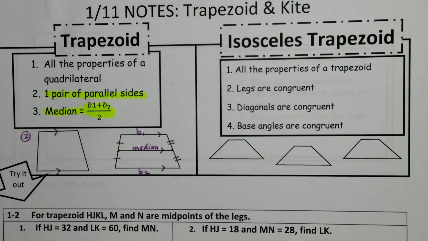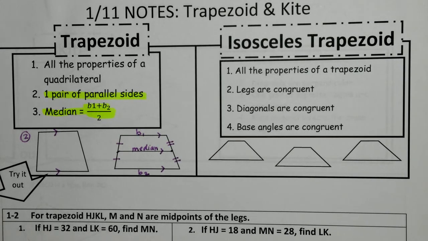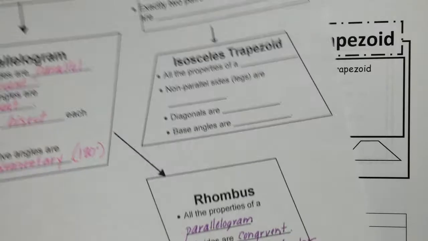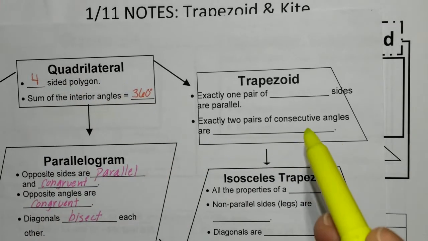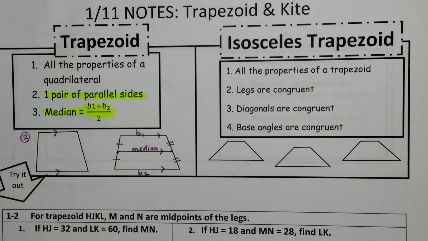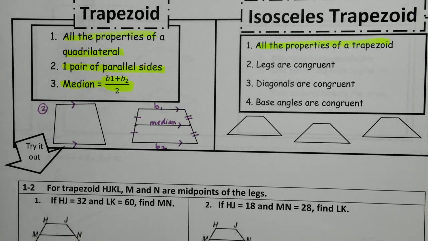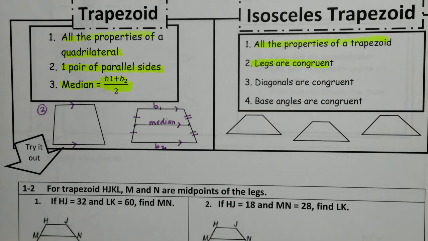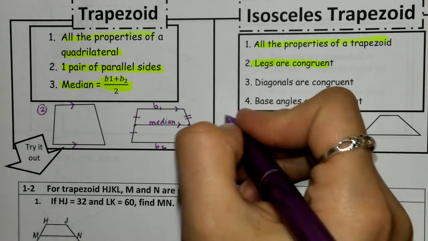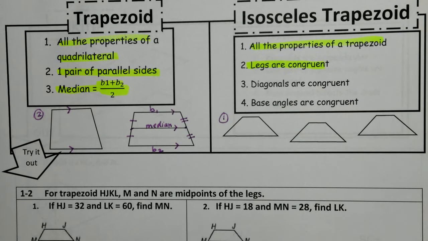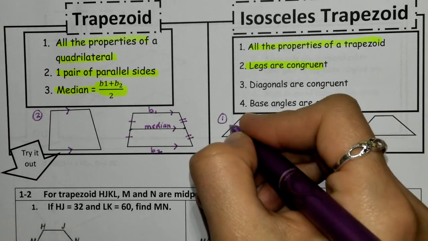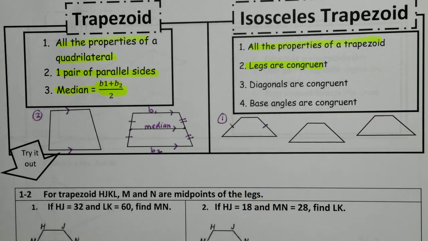Okay. Our isosceles trapezoid. So our isosceles trapezoid on the chart is going to be a quadrilateral and a trapezoid, and we're just going to add a few other things to it here. We're going to have all the properties of a trapezoid, so all these properties over here, which are also properties of quadrilateral. But now isosceles, like an isosceles triangle, has two congruent sides. You're going to have the legs be congruent. So here we'll take a look at the first one. Your legs are going to be the non-parallel sides. So these two right here will be congruent.